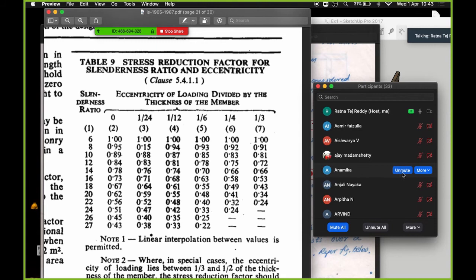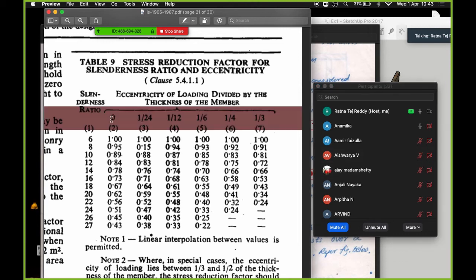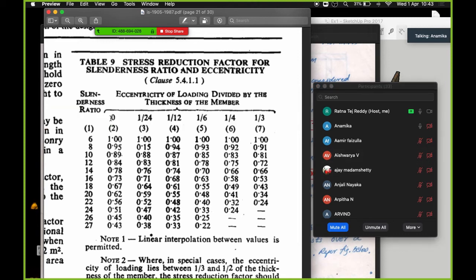I think Anamika had this doubt in the previous session, in the last class which we had in the college. You had this doubt: how are we looking for an eccentricity of 0? We have a column for 0. Apparently we didn't look at that particular column. We were just focusing on the other columns over there. So we ought to look in the 0 column. In the 0 column, for whatever slenderness ratio we have got in our effective height to effective thickness ratio, we will be taking that stress reduction factor.